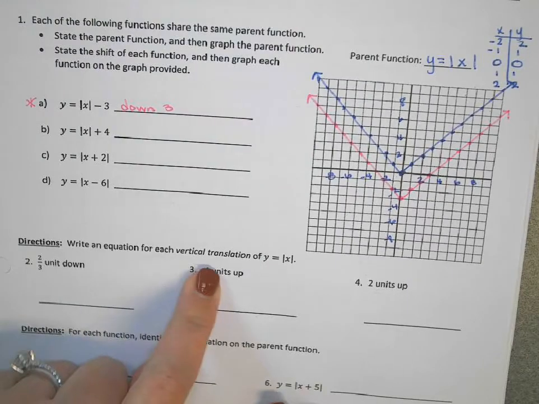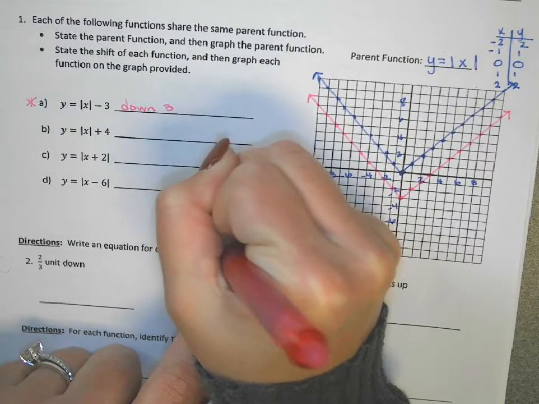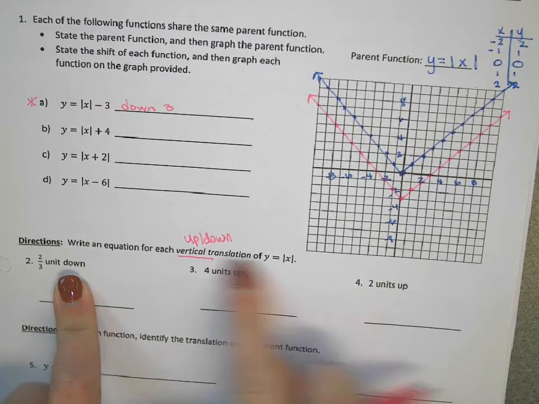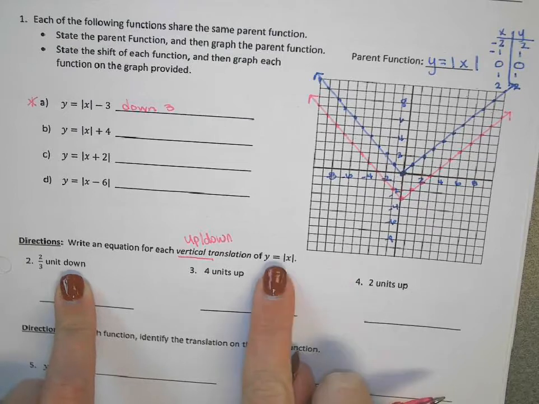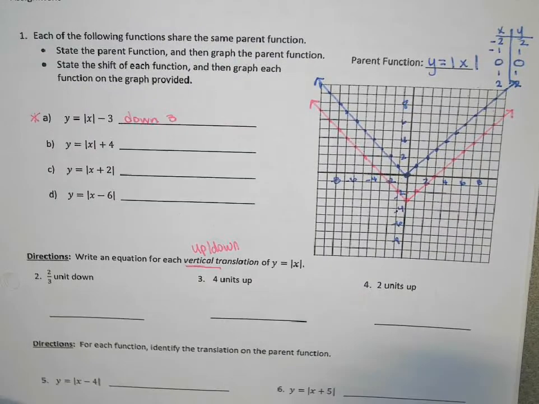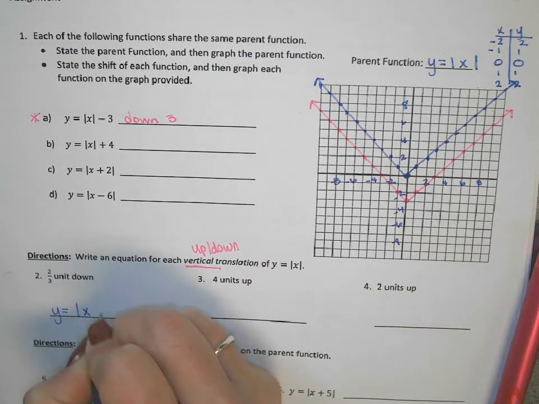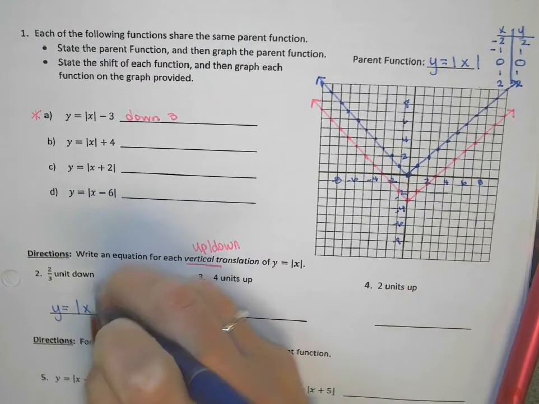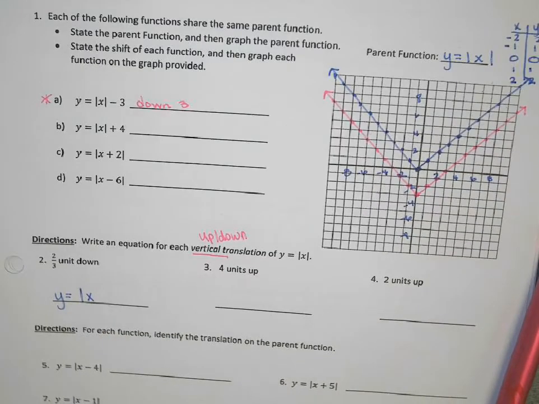Write an equation for each vertical translation. Vertical means up or down. Okay, so if it's going down 2/3 of a unit, you have to remember if it's vertical or horizontal, which one is adding or subtracting, and which one is on the inside versus the outside. So you should have an equation, something like y equals, it's going to have an absolute value of x in it. Now you're going to have to either add or subtract a number on the inside or add or subtract a number on the outside. So you have to figure out what goes there. Okay, so is it on the inside of the absolute value, or is it going to be on the outside of the absolute value? So you'll have to finish that one.